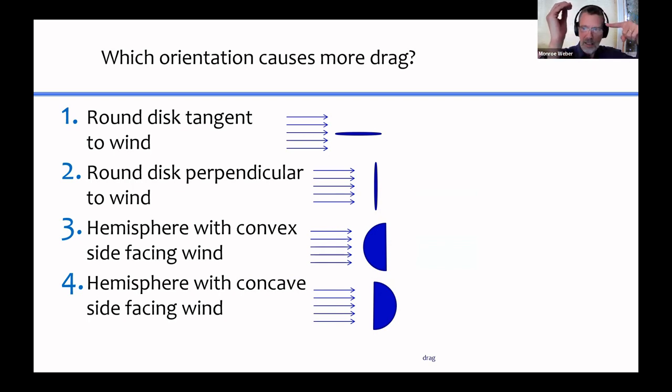And in one case, the cupped hand is like this, and the air is coming from this side, and in the other case, the cupped hand is like this, and the air is coming from this side, okay? And I want you to think about which do you think will have the most drag. You can assume that the diameters of all these are the same.